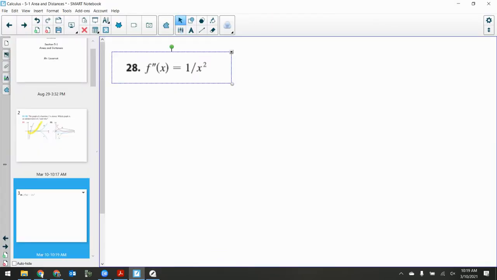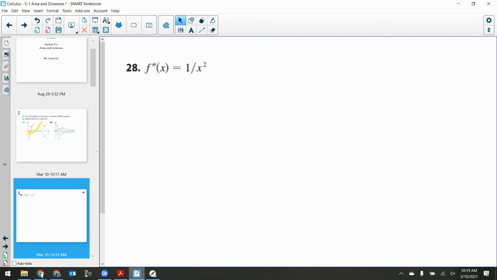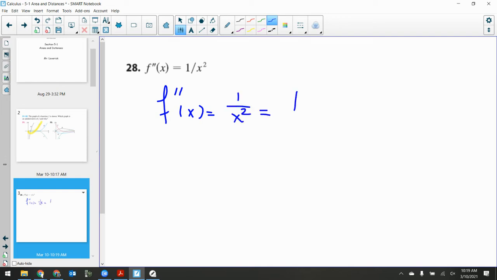All right, finding the antiderivative. What are we doing here? Find f. Yeah, here's f double prime, find f. Guys, remember what I said yesterday. If you can possibly turn it into just a variable with an exponent, that's going to be best. Like for this one, since f double prime of x is 1 over x squared, I'm going to rewrite that as, not 1 over, but just x to the negative second. Because that's going to help me out.